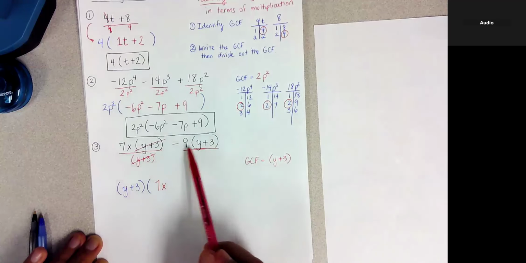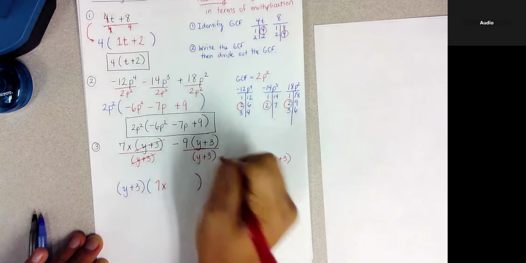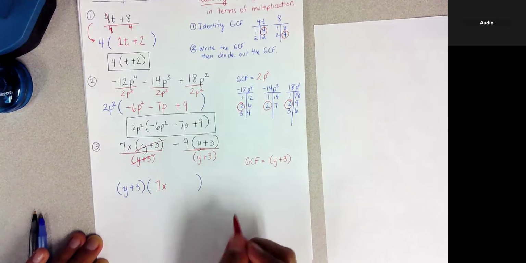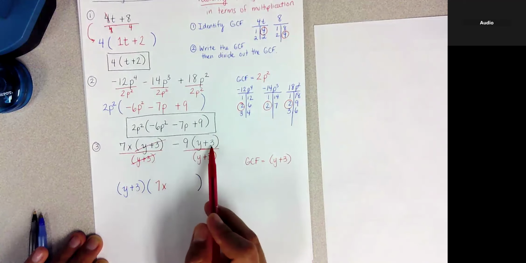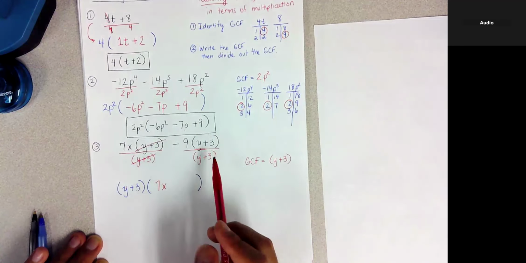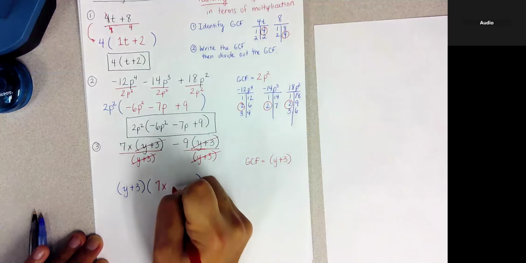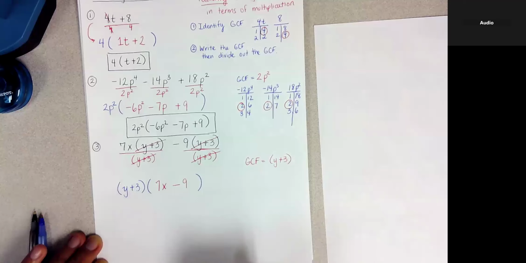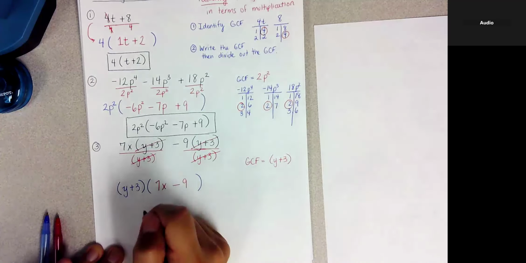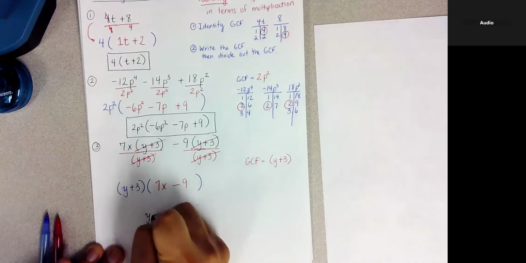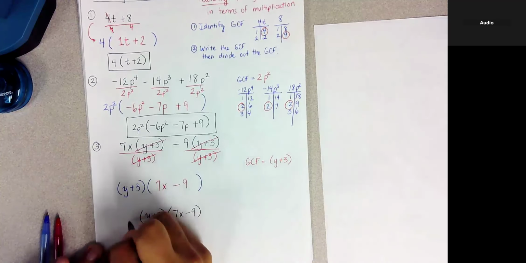Here we have negative 9 times y plus 3, and we're going to divide out that GCF y plus 3. Okay, so again here, if you have something divided by itself, even if that something is complicated looking, y plus 3 divided by itself cancels out to 1, so we can cross those out, and we bring down the negative 9. And that's it. So our factored form of the original problem is y plus 3 times 7x minus 9.